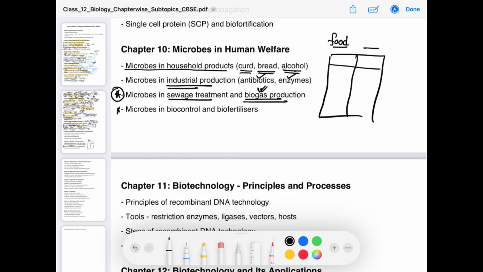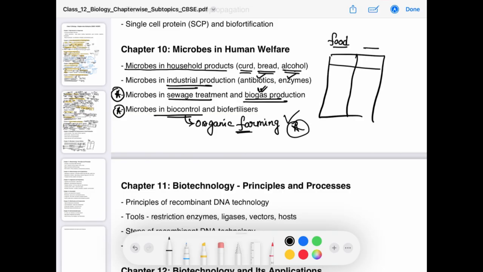Next is microbes as biocontrol agents and biofertilizers. This comes under organic farming, which is now a very important topic. People are trying to incorporate organic farming. In foreign countries they have already incorporated this, and we are also trying to incorporate it. So that is why it is important. You can expect questions from here also.